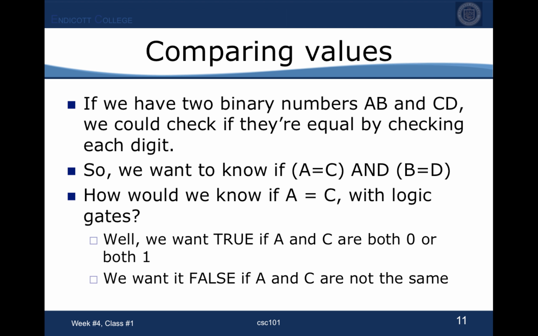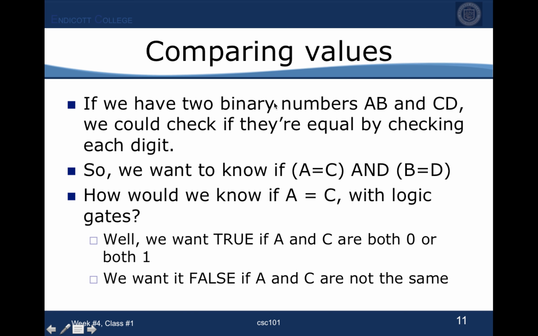So let's say we have 2 binary numbers, AB and CD. And maybe I want to check, well, are they the same as each other, right? So no longer do I want to compare them to a number. I want to compare them to each other. So how do I know if AB is equal to CD, right? So how do I know this binary number is equal to this binary number?